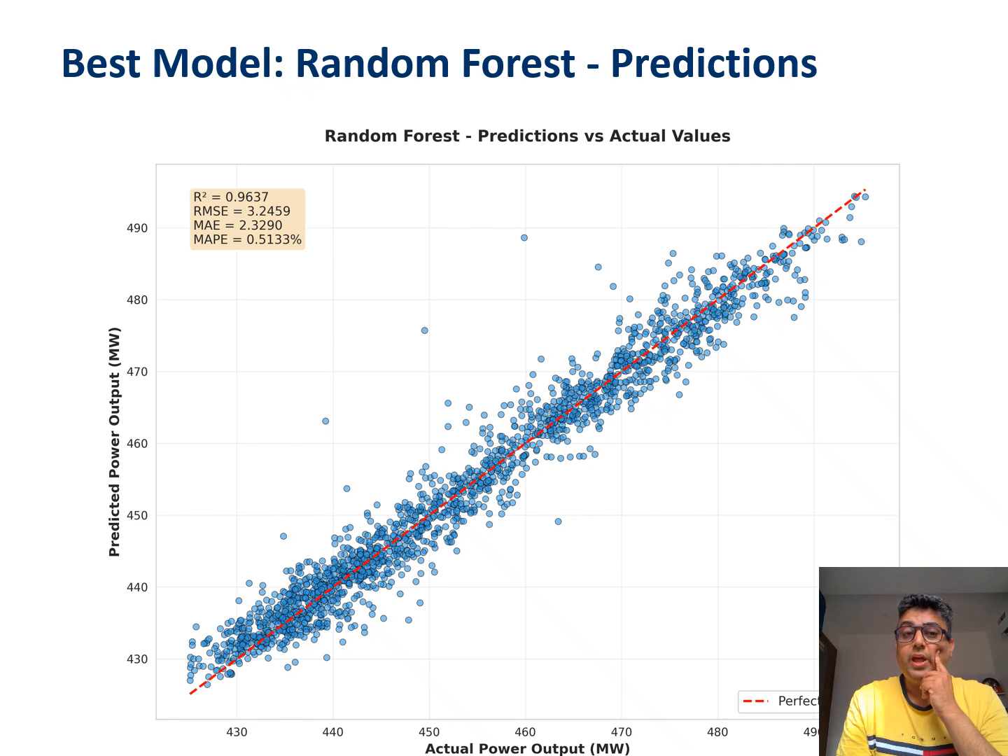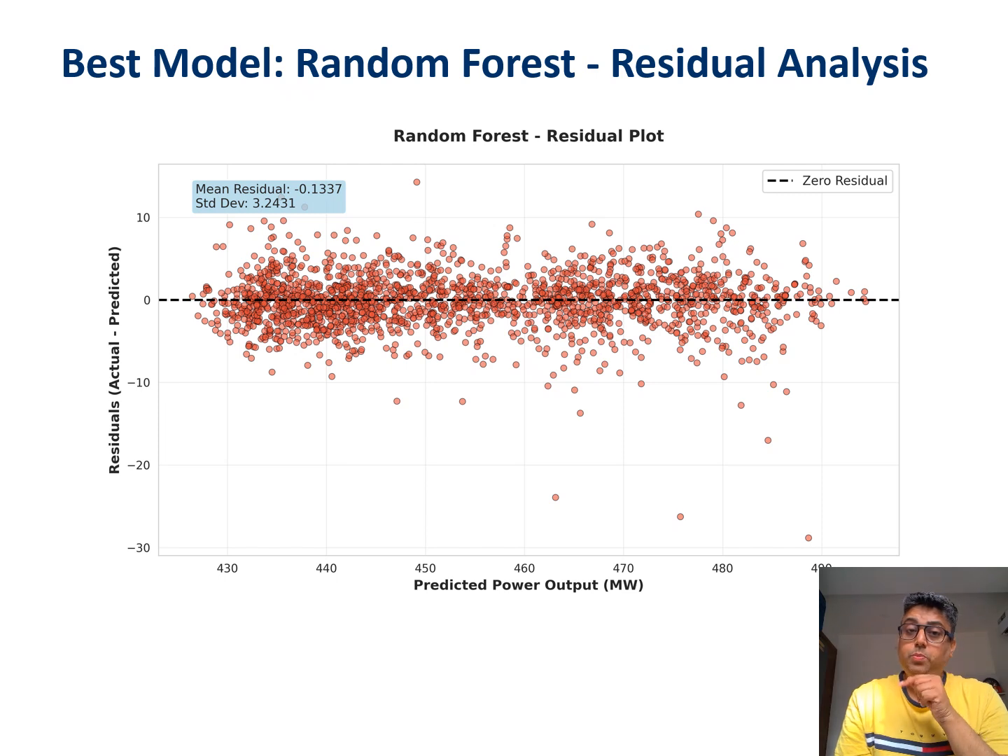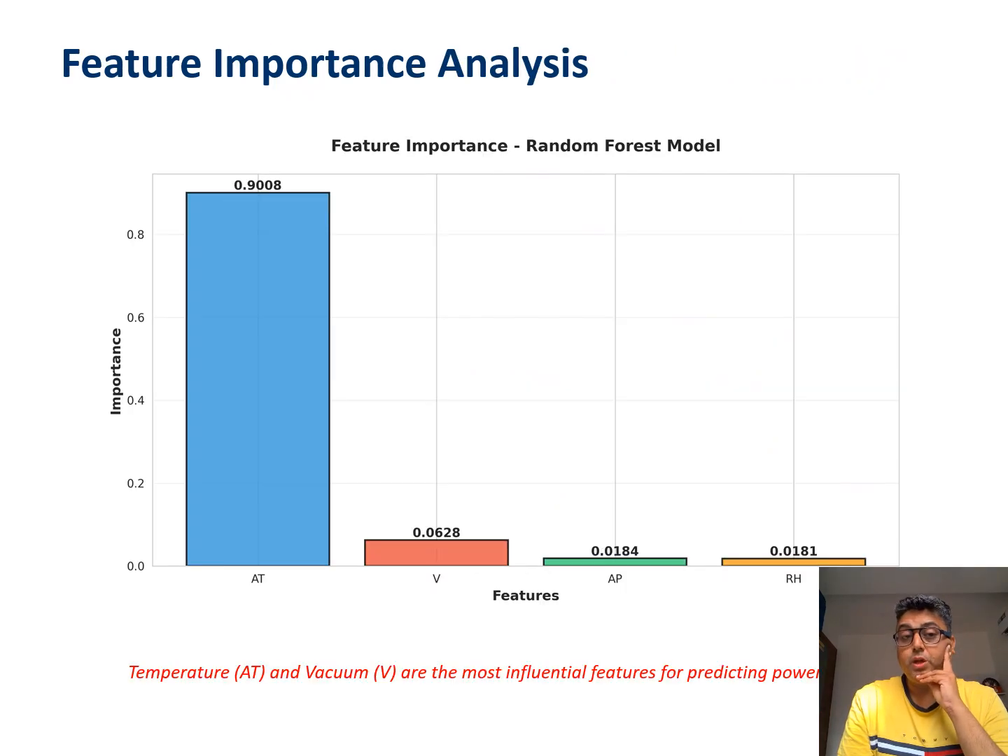When I looked at the predictions versus actual values, the points line up almost perfectly along the diagonal. That's exactly what you want to see. It means that the model generalizes well, and this is not just memorizing the training data. The residual plot backs this up. The errors are small, evenly spread, and don't show any obvious pattern. This tells us the model isn't missing any major relationships.